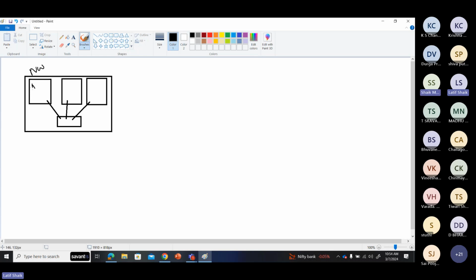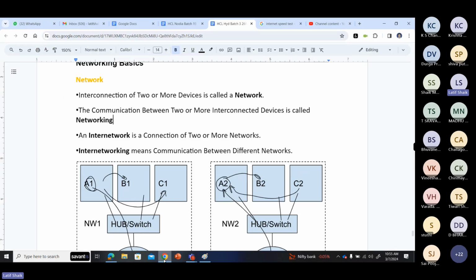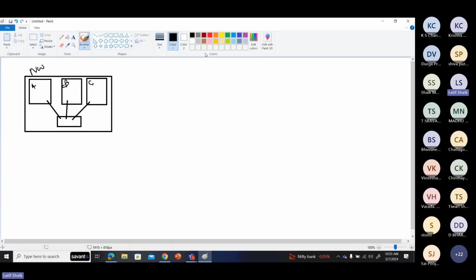For example, this is device A, device B, device C. I connected these devices using a hub, a switch, a router, a wireless access point, or a wireless router. This we call a network. Interconnection of two or more devices is called a network. Next, communication between two or more interconnected devices is called networking. So what is a network? Connectivity. What is networking? Communication. So I try to communicate from A to B.